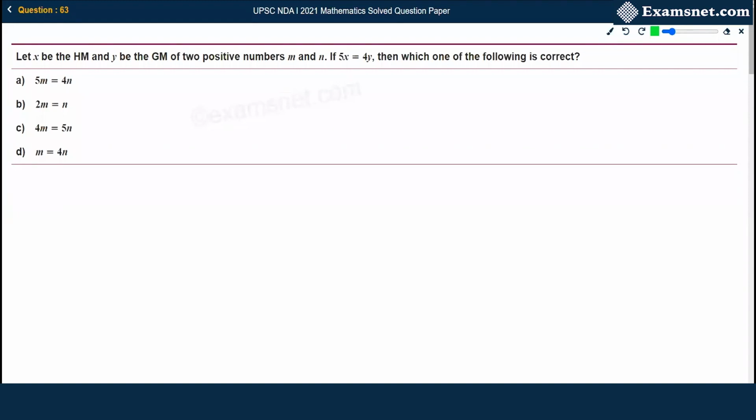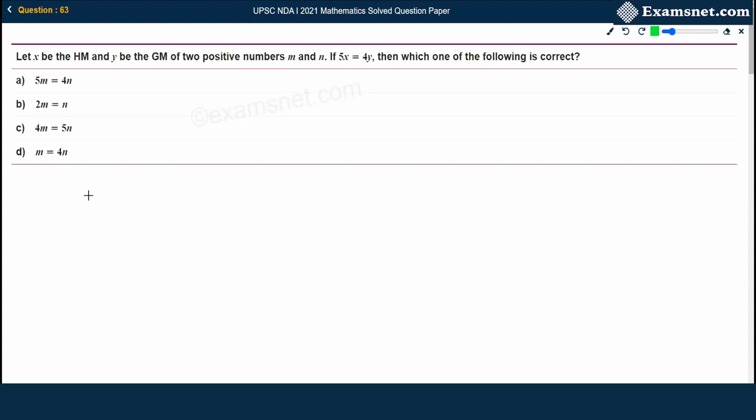In question number 63, it is given that let x be the HM and y be the GM of two positive numbers m and n. If 5x equals 4y, then which one of the following is correct?